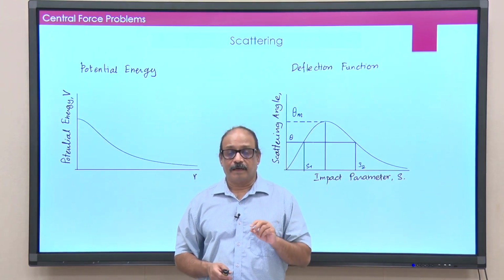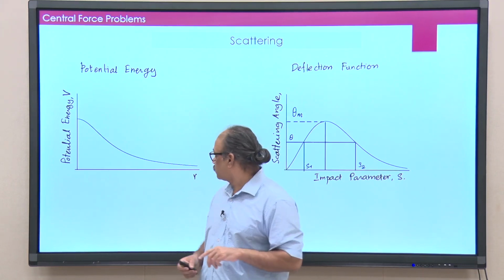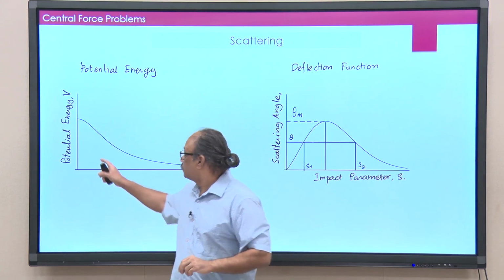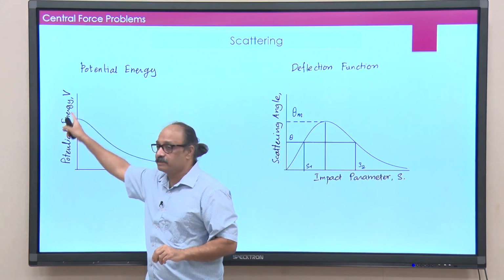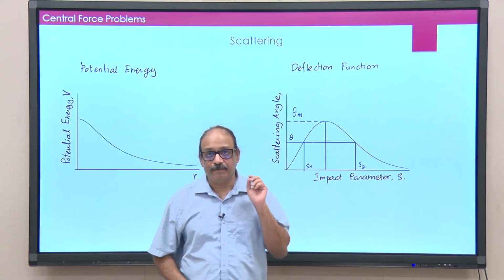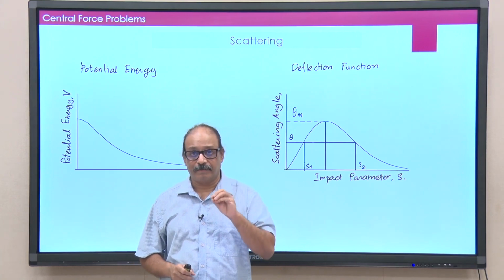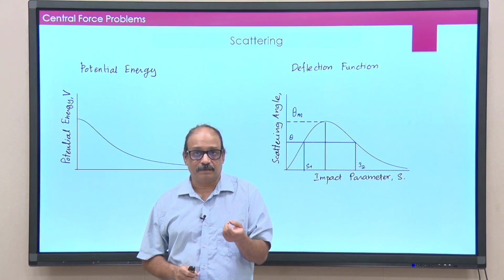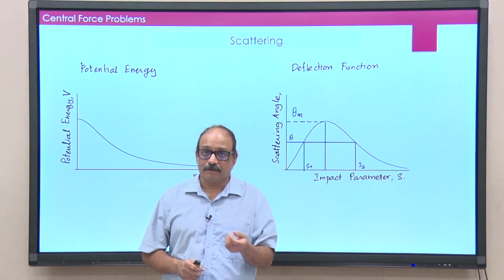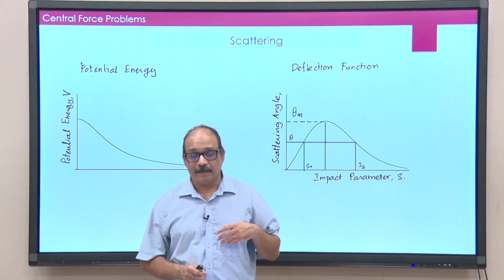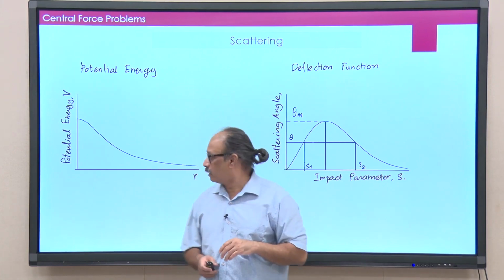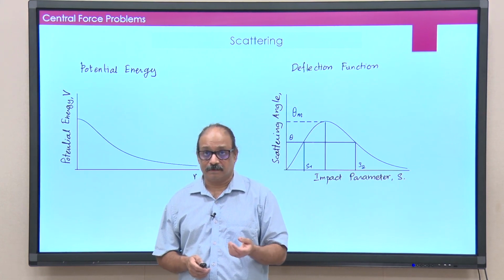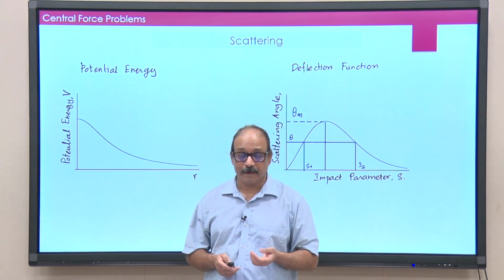It has 0 impact parameter, 0 angular momentum. So it is travelling directly towards the scatterer, but at r equal to 0 it will simply pass through, because as it approaches the scatterer or target, its velocity is not 0, it has non-zero velocity. It will pass through and travel in the forward direction. What does that mean in terms of the deflection? The deflection is 0 there.